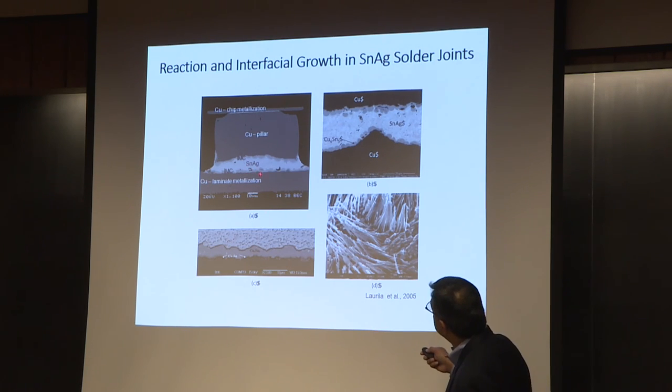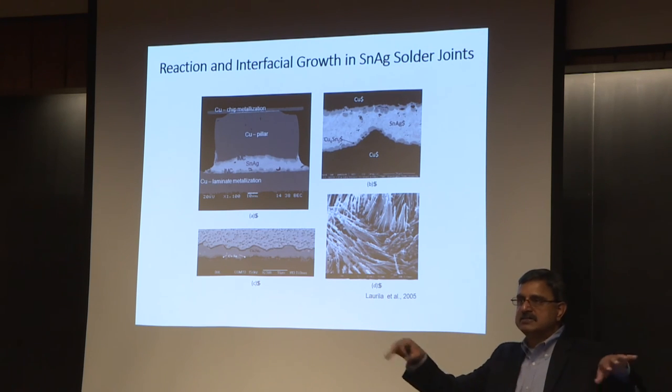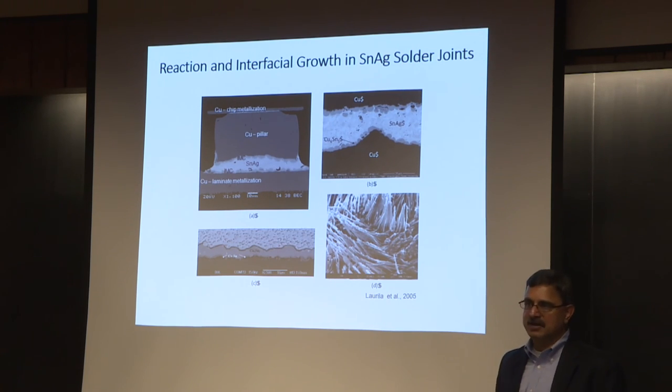And that usually initially forms as a scallop. After it's solidified, and after a while, it flattens out. The question is, what causes it to flatten out? What causes the scallop shape in the first place? That's the question that we were trying to address.